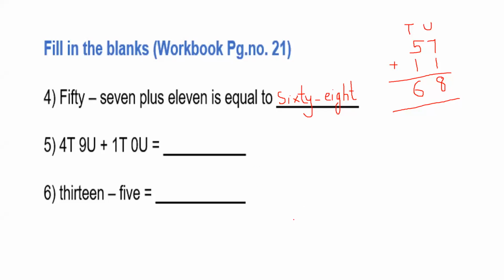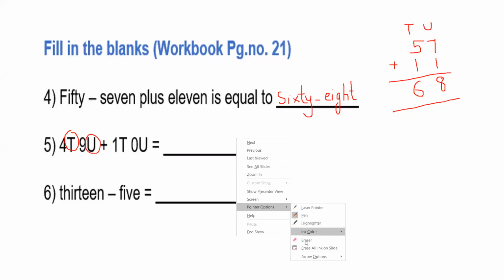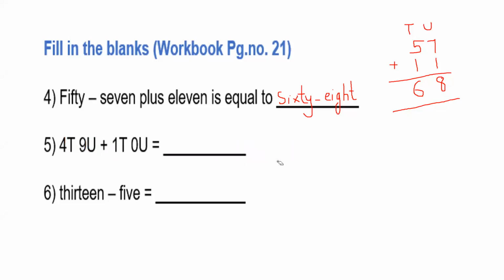Then 4 tens, 9 units plus 1 ten, 0 units. We have already learned, right? If it is tens, you can also write T. T means tens. U means units. So 4 tens and 9 units. How to write this number? 4 tens 9 units means the number will be 49. 4 in the tens place, 9 in units place.